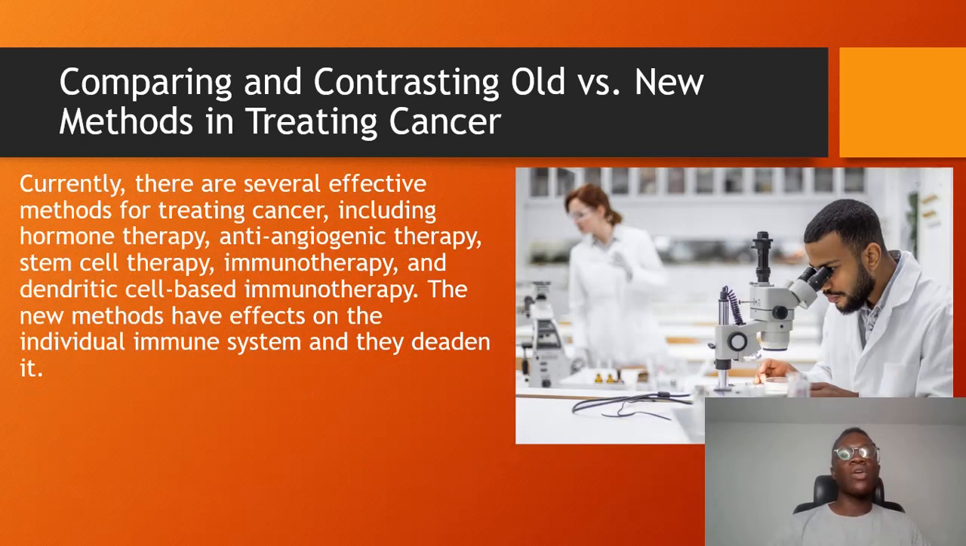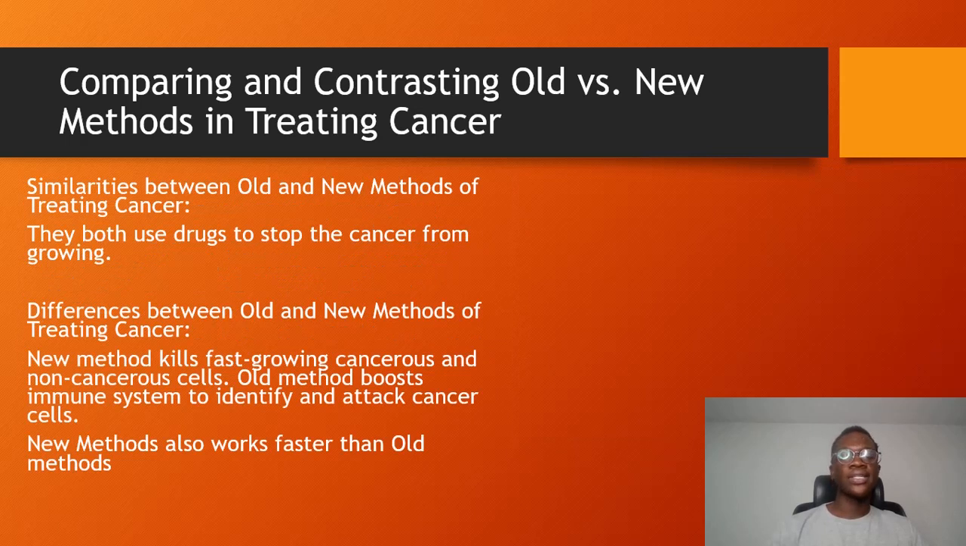Currently, there are several effective methods of treating cancer, including hormone therapy, anti-angiogenic therapy, stem cell therapy, immunotherapy, and dendritic cell-based immunotherapy. The new methods have effects on the individual's immune system and they deaden the cancer cells in the body. There are similarities and differences between old methods and new methods of treating cancer. Number one, they both use drugs to stop cancer from growing.